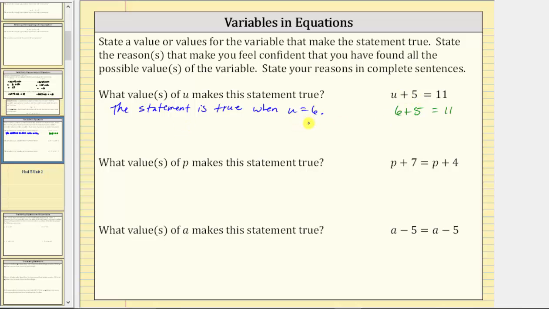And now we need to give a reason, and the reason is because 6 plus 5 equals 11. So we will say we know u equals 6 is correct because 6 plus 5 equals 11.